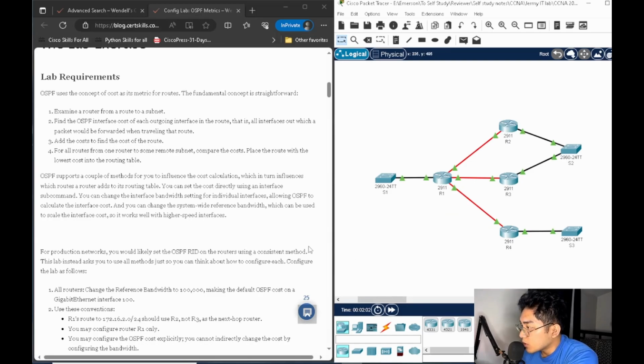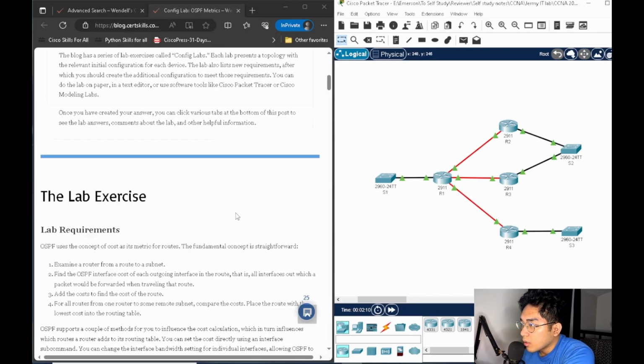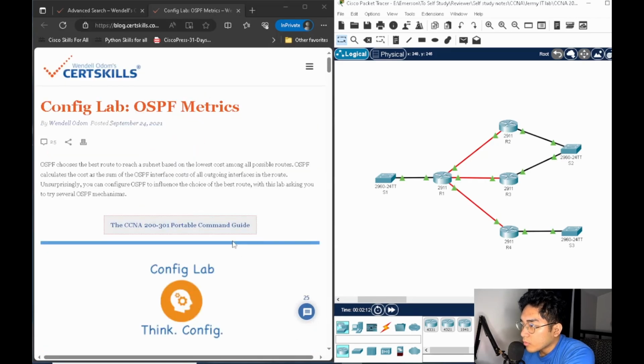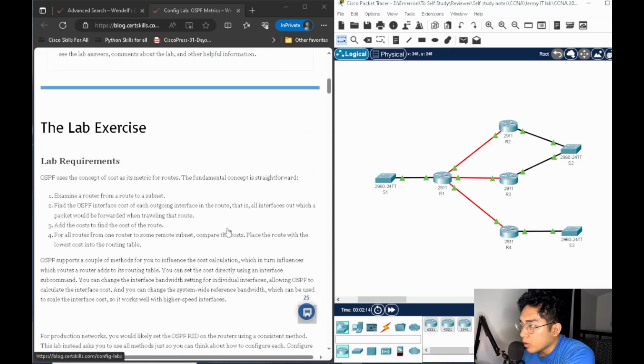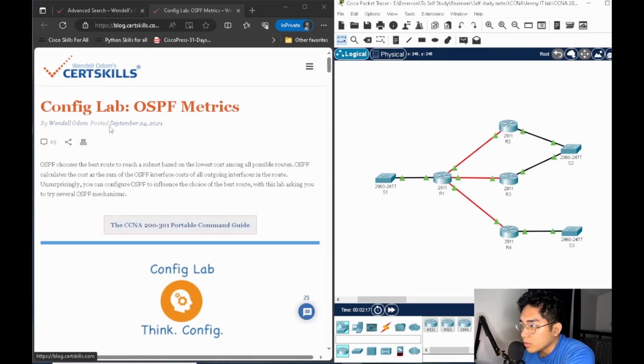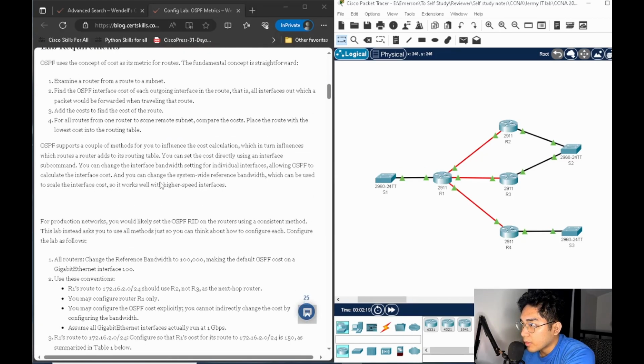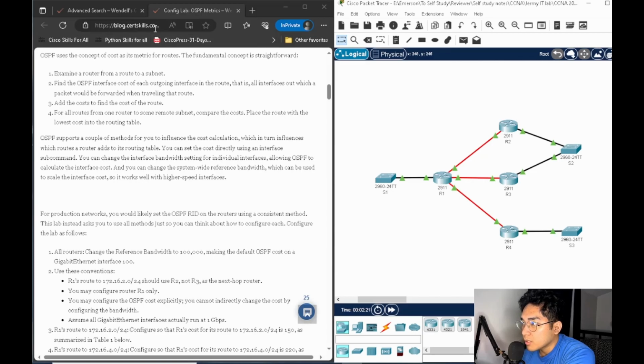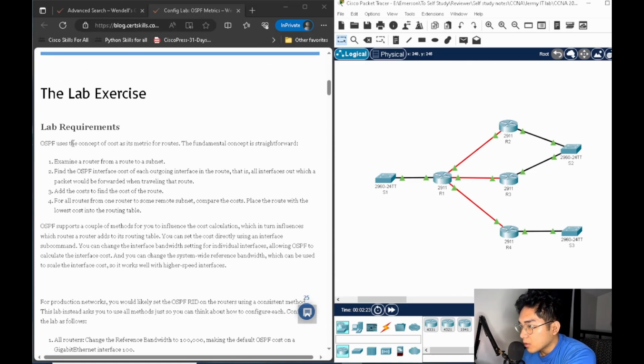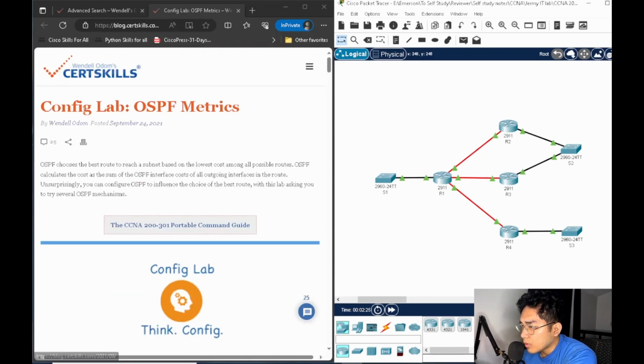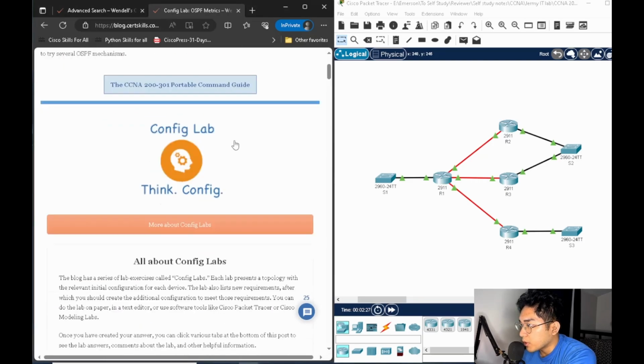This video is a configuration lab on OSPF metric. You can find this practice lab on Wendell Odom's website, blogsearchskills.com. We're going to configure the lab on OSPF metrics.